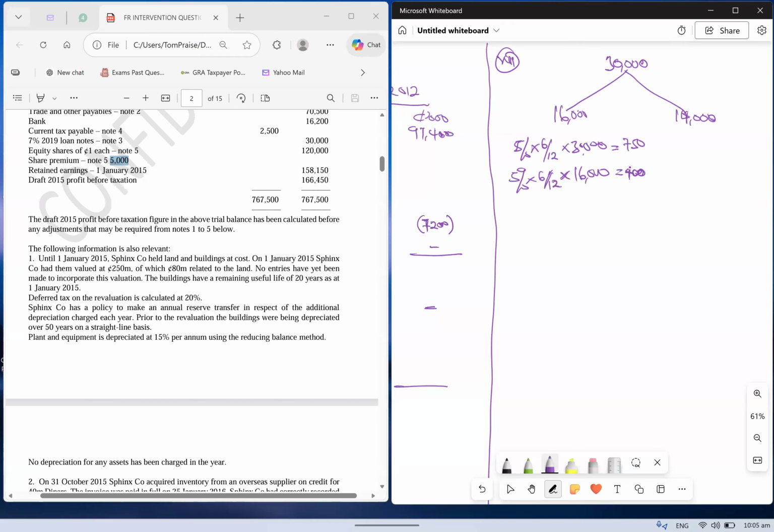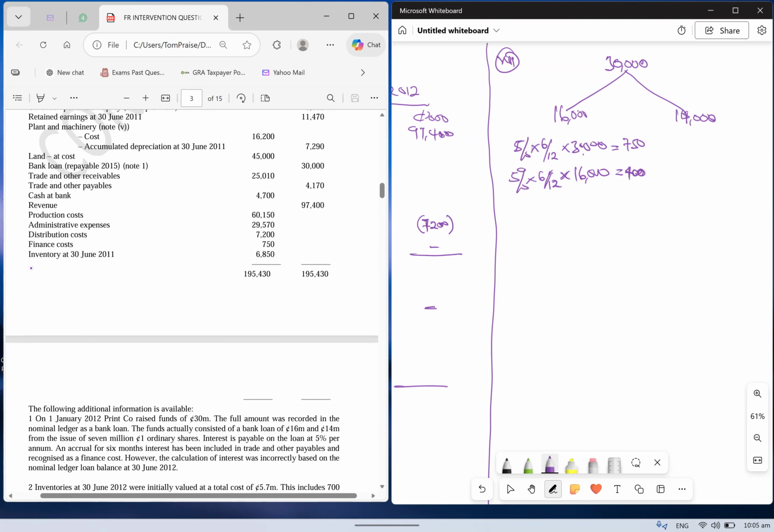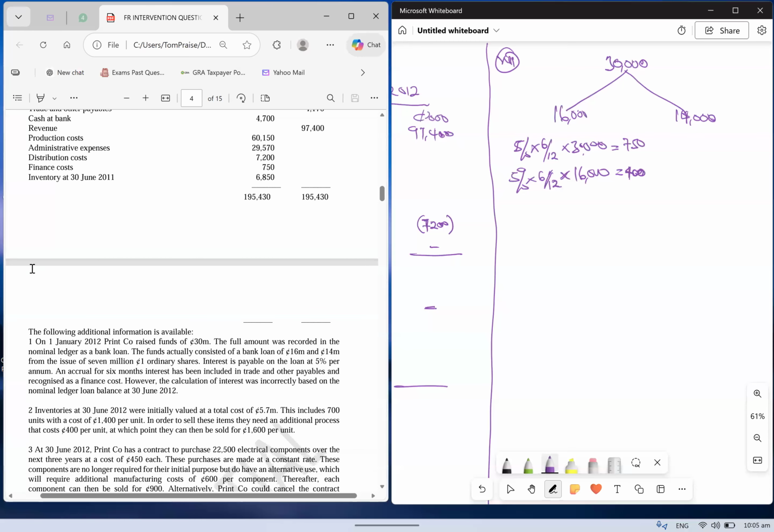And according to the question, look at it. The interest is payable 5% per annum, and an accrual of 6 months has been included in trade payables. All these things that they did, the accrual that they've done, they've also put it in the trade payables, and they used the wrong figure with that. So it means that 350 difference, the correction.